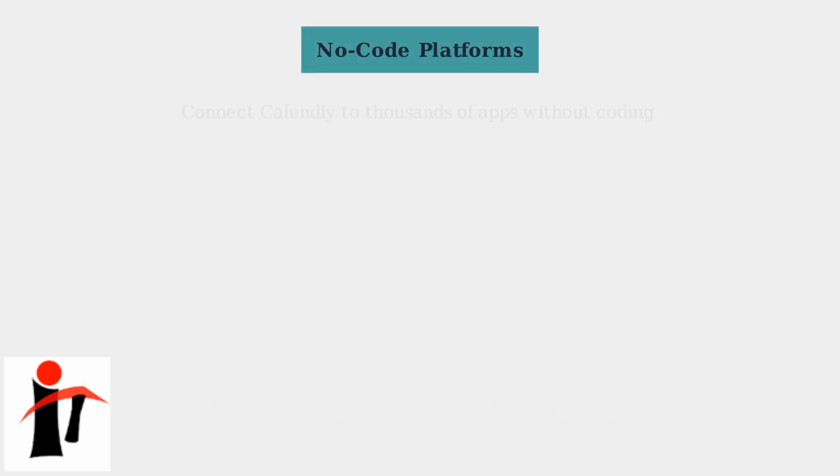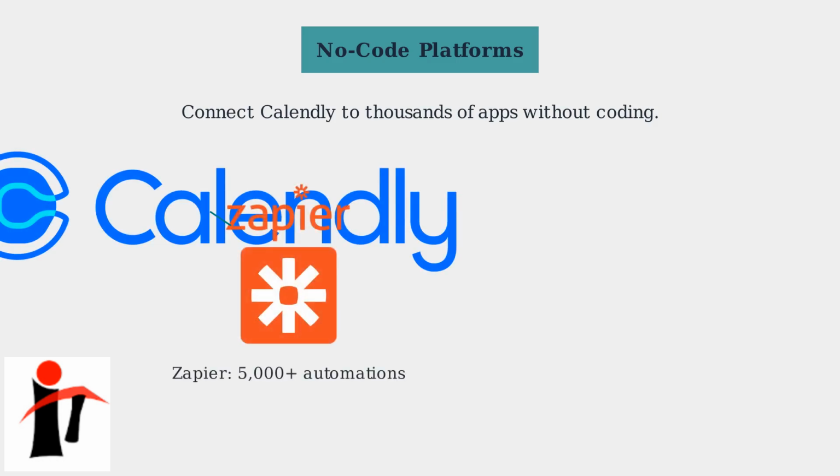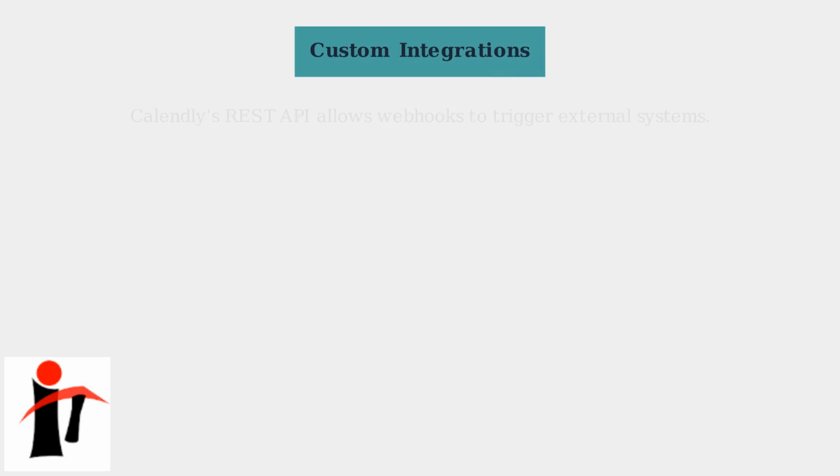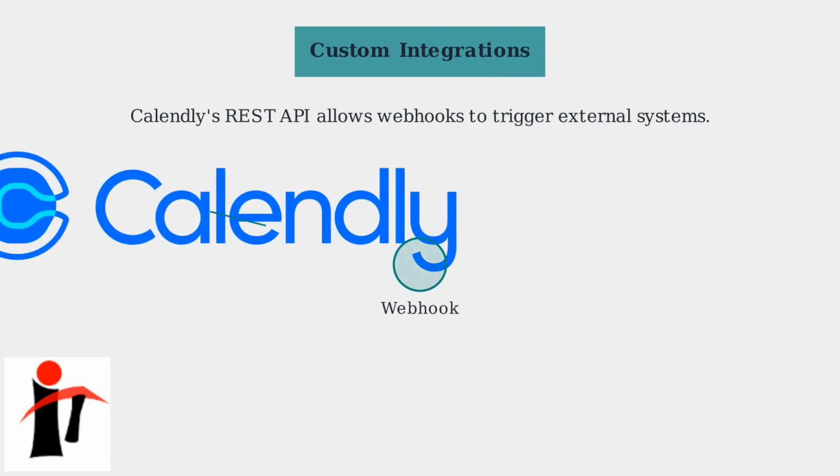For more complex workflows or integrations with less common apps, you can leverage no-code platforms like Zapier and Make. These platforms allow you to connect Calendly to thousands of other applications without writing any code. Calendly's REST API allows custom integrations for advanced users, enabling webhooks to trigger external systems.